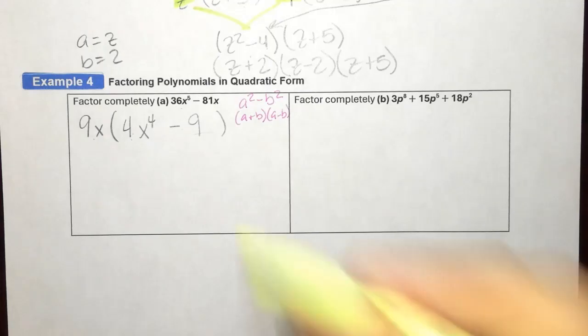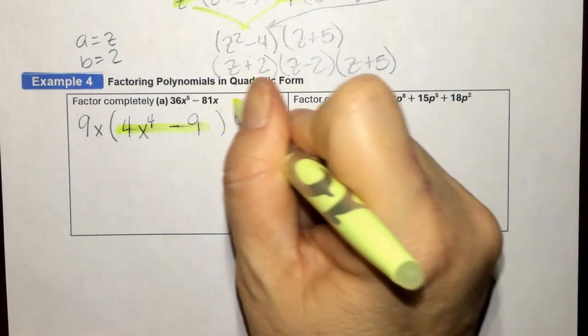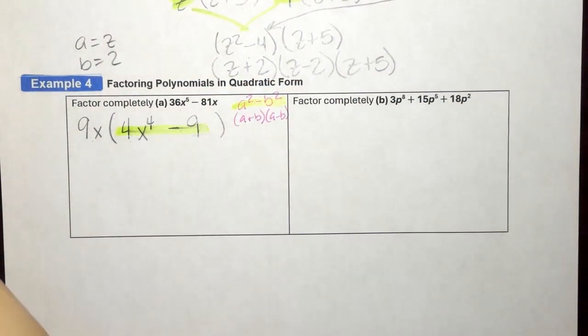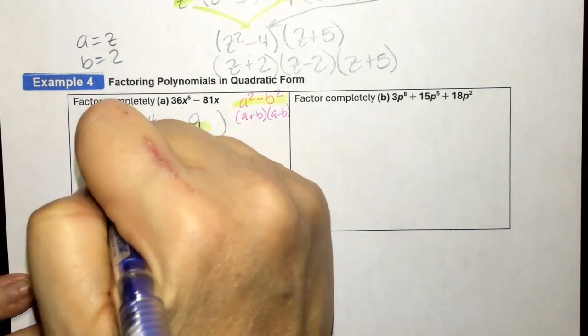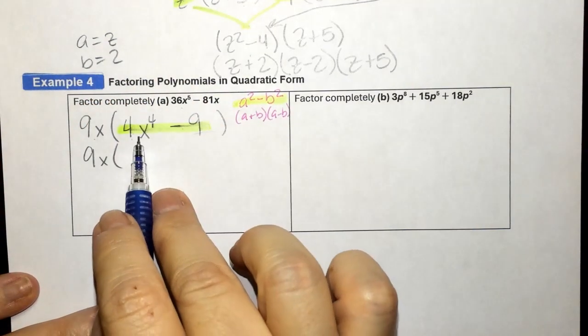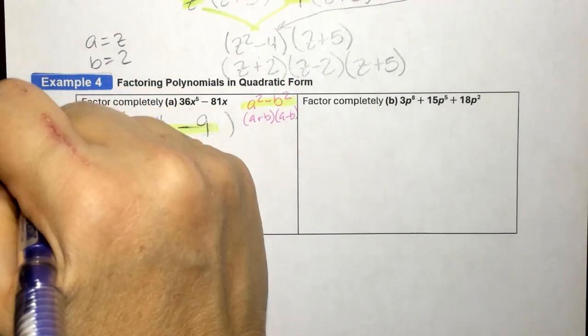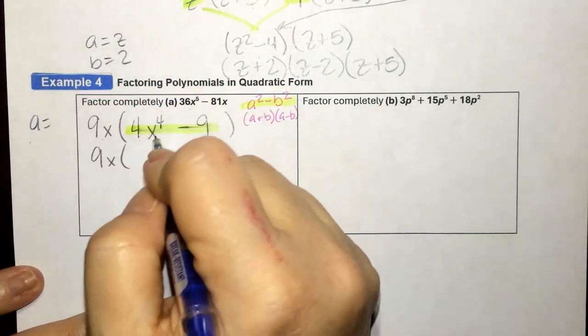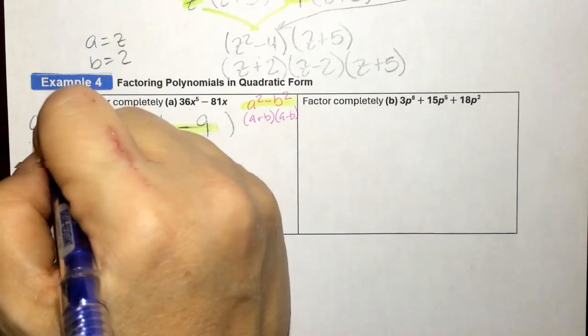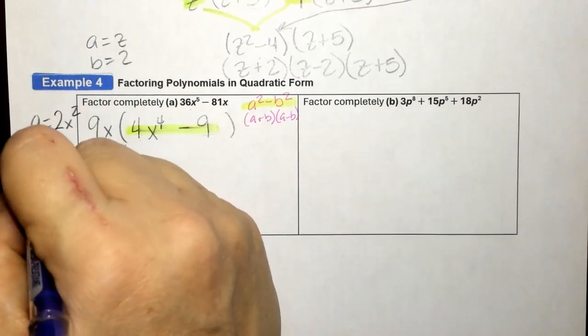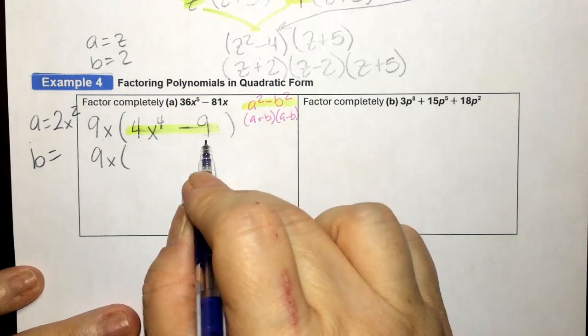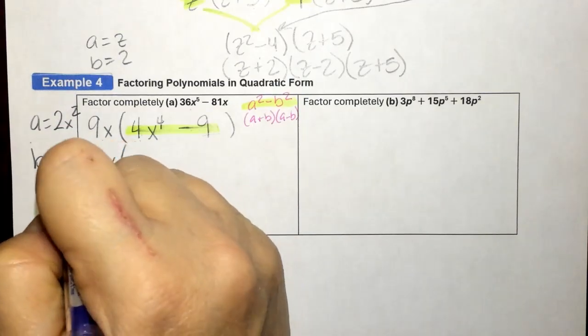All right, so just for this part, we're going to use that pattern. All right, so we have our 9x. We need to know what's our a value, what's our b value. So let's write that over here. So our a is 4x to the 4th. So if we take the square root of that, we get 2x squared. And our b value is 9. So if we take the square root of 9, we get 3.